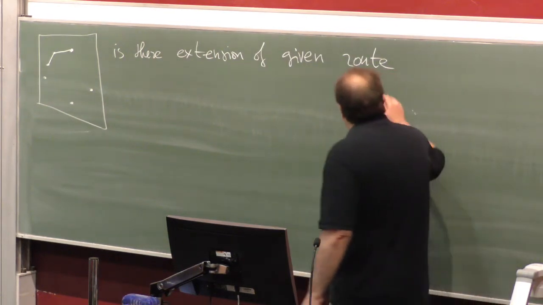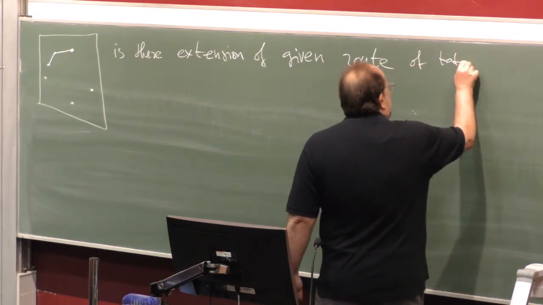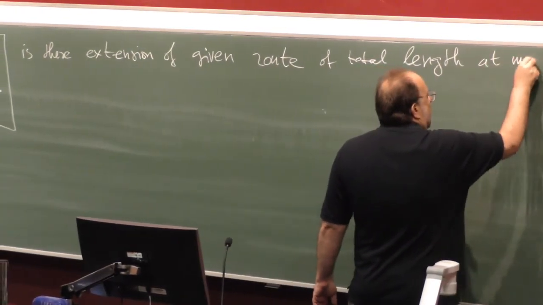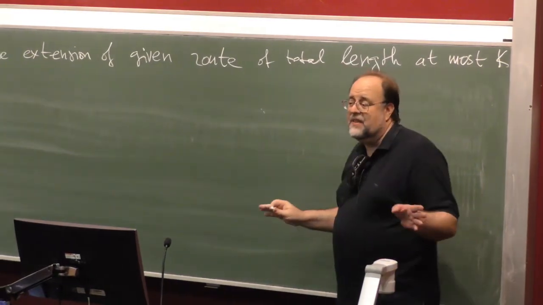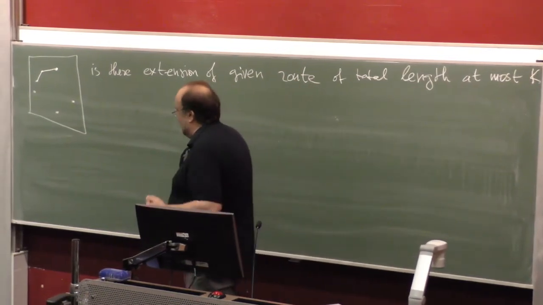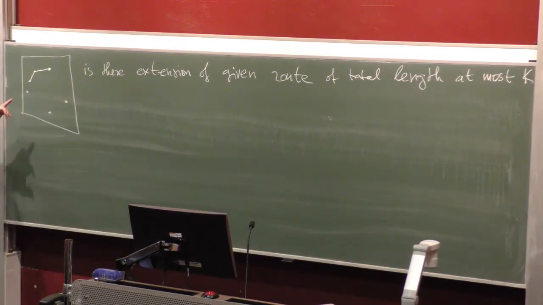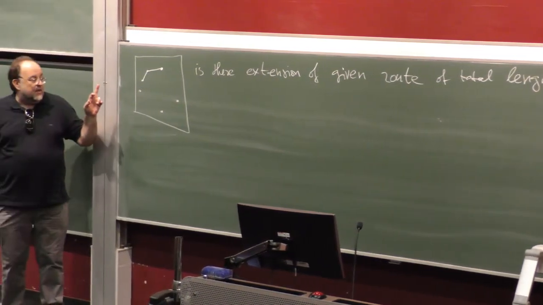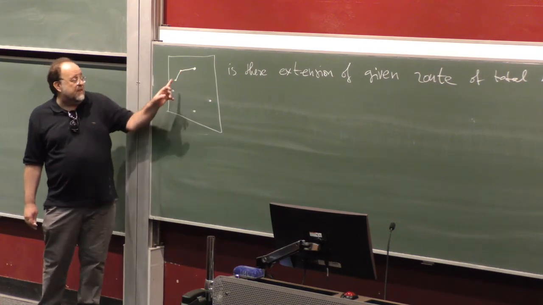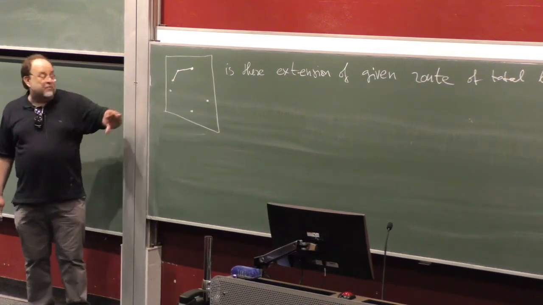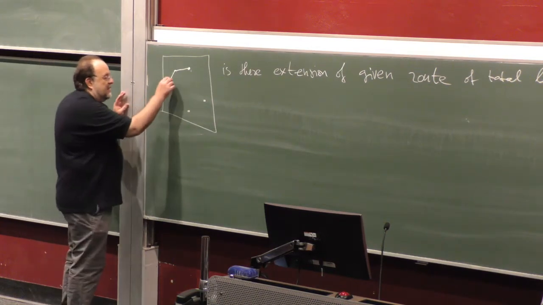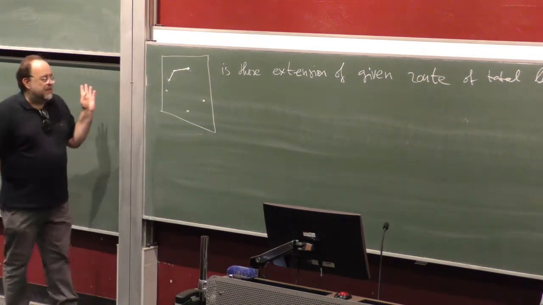Okay, is there an extension of the given route of total length at most K? And we assume that all the distances and the bounds are integers, maybe very large, but integers, right? So clearly, this problem is more general than the traveling salesman decision problem, because the traveling salesman decision problem is a special case when you are given just an empty partial route, right? So it's a special case when your route contains zero vertices.